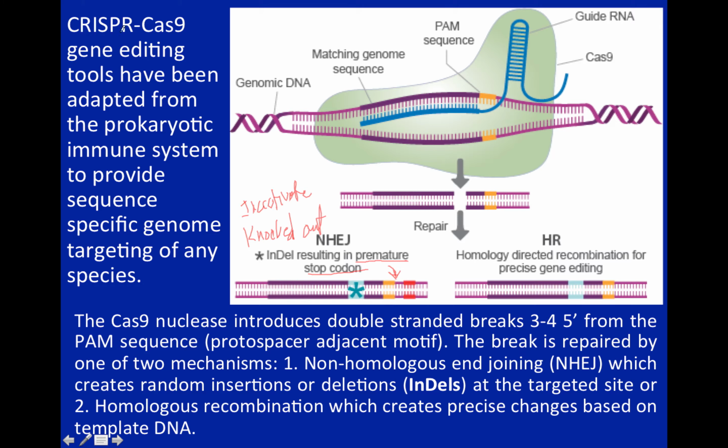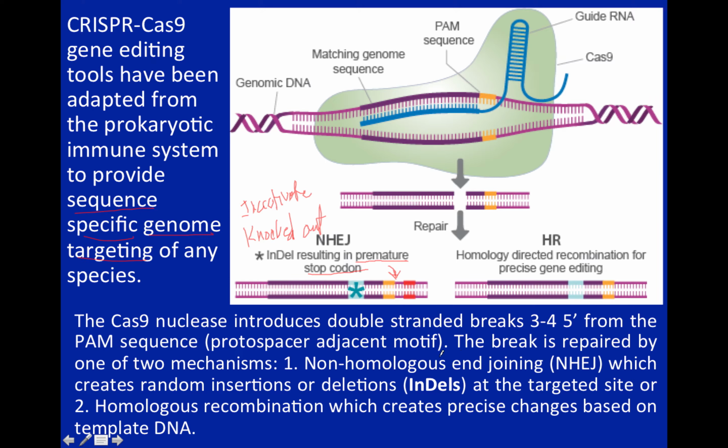So the CRISPR-Cas9 gene editing tools have been adapted from the prokaryotic immune system to provide sequence-specific genome targeting. That is the key feature of the CRISPR system. The Cas9 nuclease introduces the double-stranded breaks, 3 to 4 nucleotides, 5' from the PAM sequence. That's called a protospacer adjacent motif.